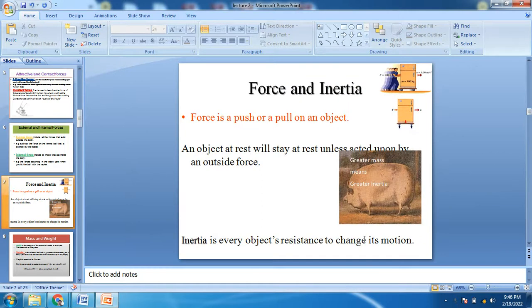Force and inertia. Force is a push or a pull on an object. An object at rest will stay at rest unless acted upon by an outside force. Inertia is every object's resistance to change its motion.